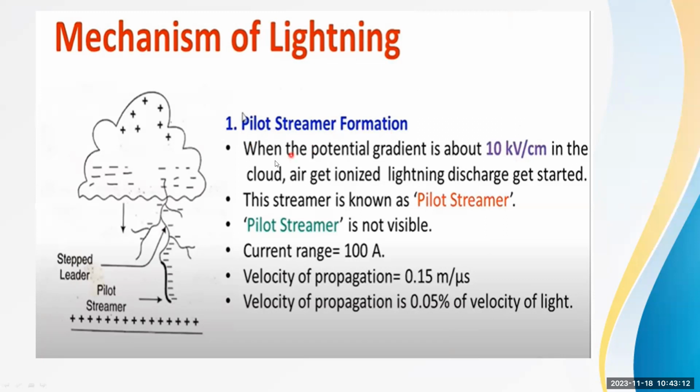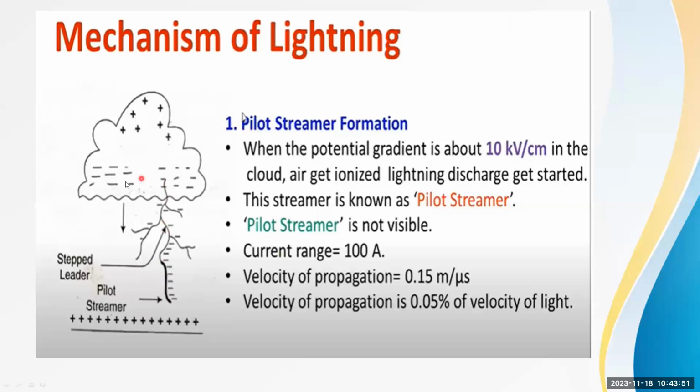In pilot streamer formation, the potential gradient is about 10 kilovolts per centimeter in the cloud, and the air gets ionized and lightning discharge gets started. In this way, this streamer is known as the pilot streamer.